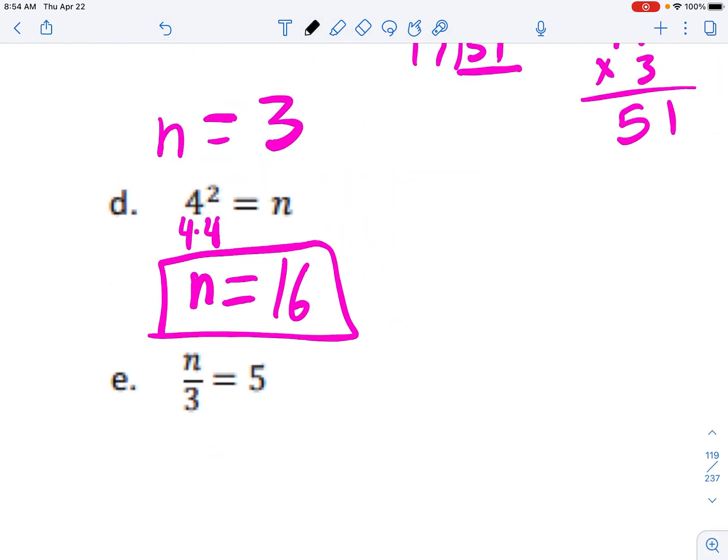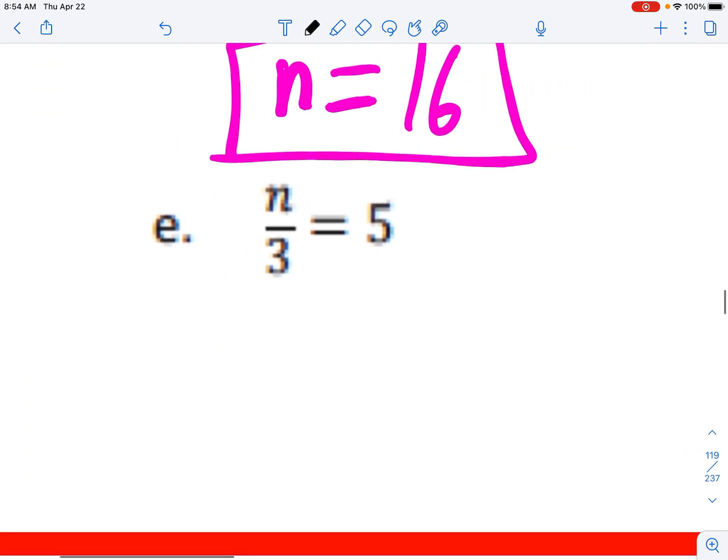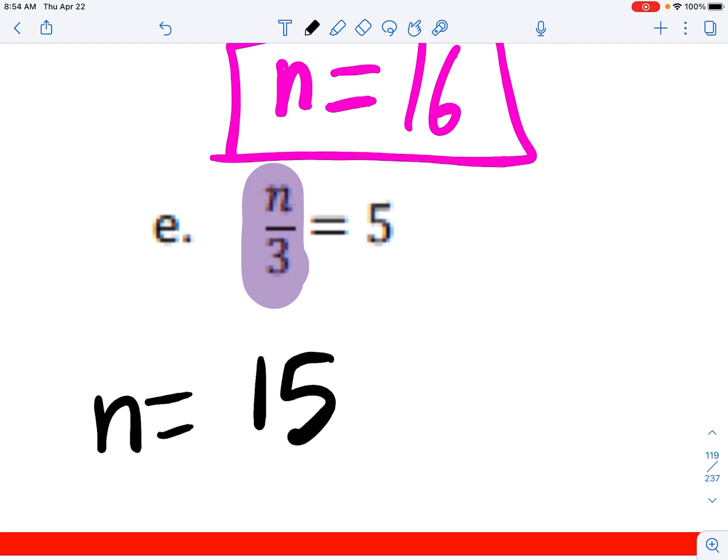And letter E, okay, n over 3 is equal to 5. As I said, these are division problems, guys. So what divided by 3 is equal to 5? If you said 15, you are correct. n equals 15 because 15 over 3 is equal to 5.